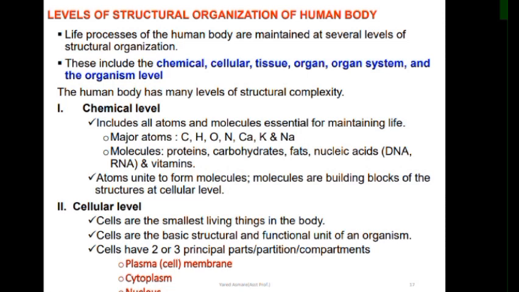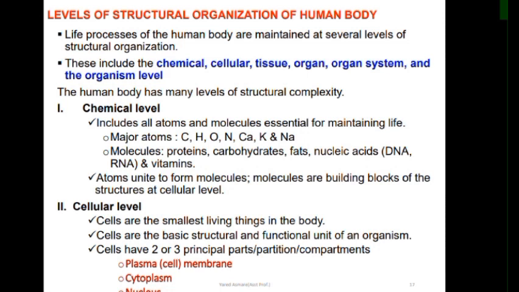The first one is chemical level. The chemical level includes all atoms and molecules essential for maintaining life. Major atoms like carbon, hydrogen, oxygen, nitrogen, calcium, potassium, and sodium. And the molecules like proteins, carbohydrates, fats, nucleic acids, DNA, RNA, and vitamins. Atoms unite to form molecules.